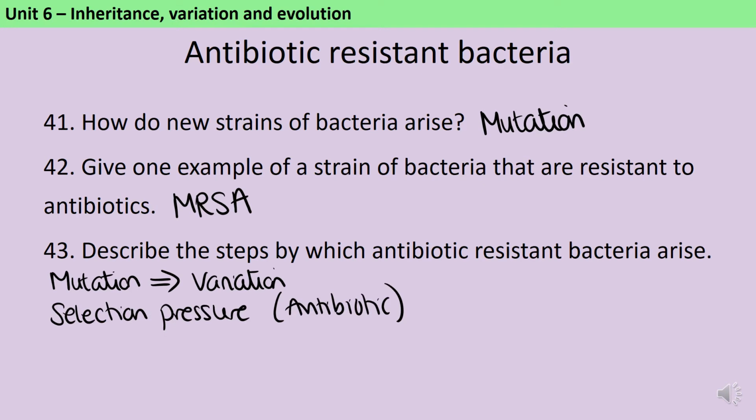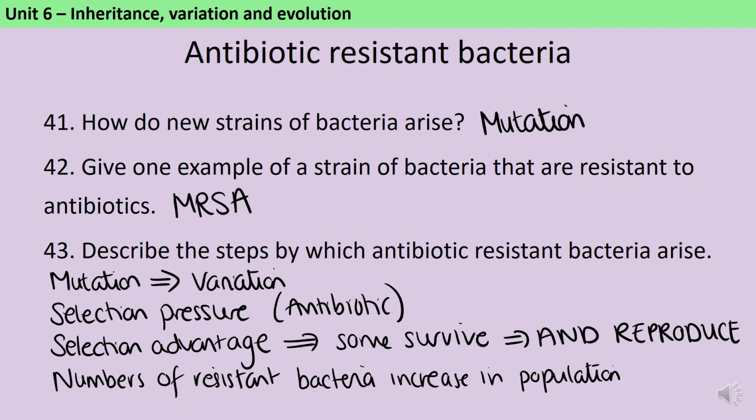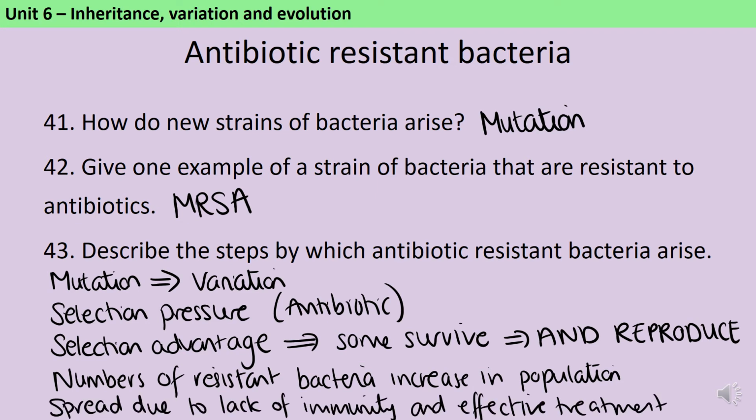There's then a selection pressure. In this instance, somebody starts taking the antibiotic. There's a selection advantage. Some bacteria survive, whereas others do not. But crucially, not only do they survive, but they survive and breed or reproduce. When they do this, they're able to pass on their alleles to the next generation. And so the number of resistant bacteria carrying those alleles increases. Eventually, due to a lack of immunity and effective treatment, those bacteria are able to spread throughout the community.